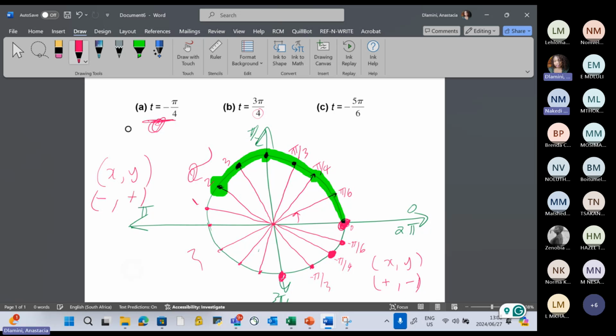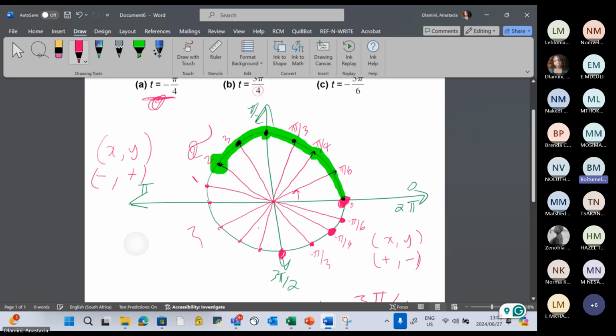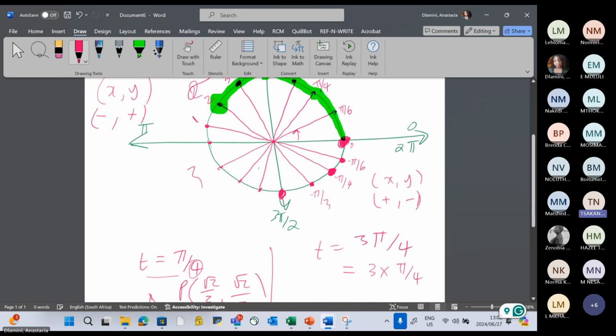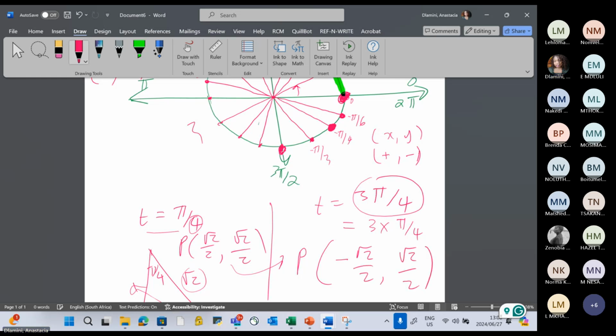So X is negative and Y is positive. It means we're going to take this point and say for 3 pi over 4: negative root 2 over 2, and root 2 over 2.